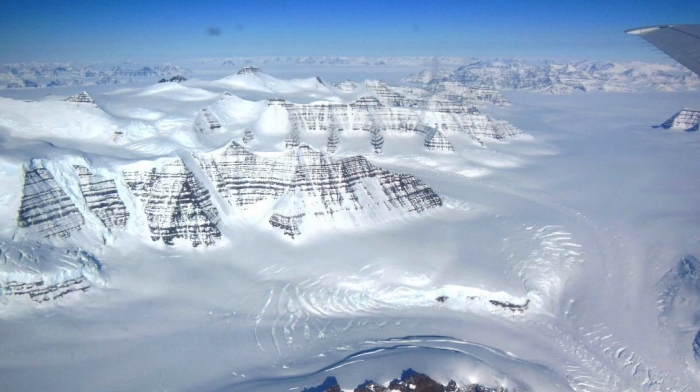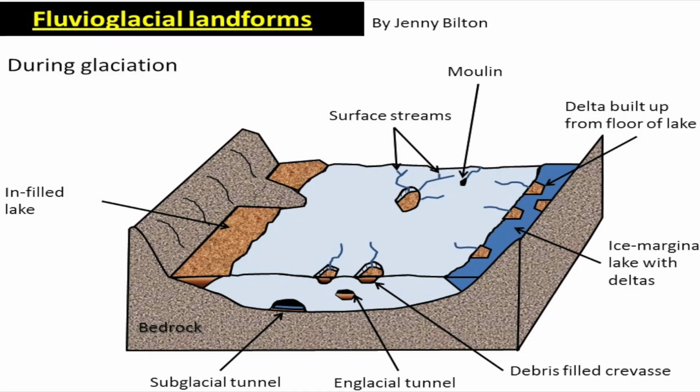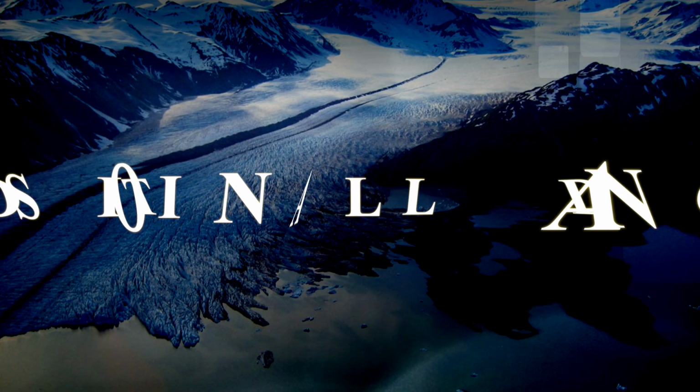Areas covered by continental glaciers will have unassorted or unstratified deposits called till or boulder clay. When the glacier melts, streams emerging from the snout of the glacier undertake deposition, which is stratified in nature. These deposits are called fluvio-glacial deposits.